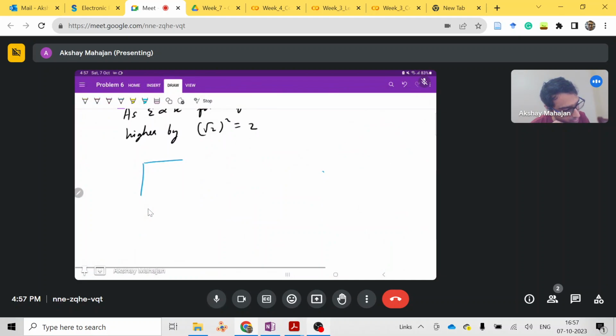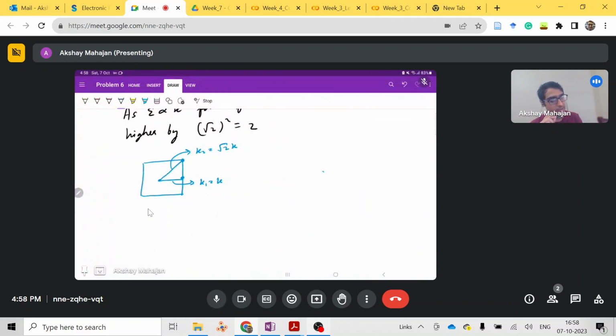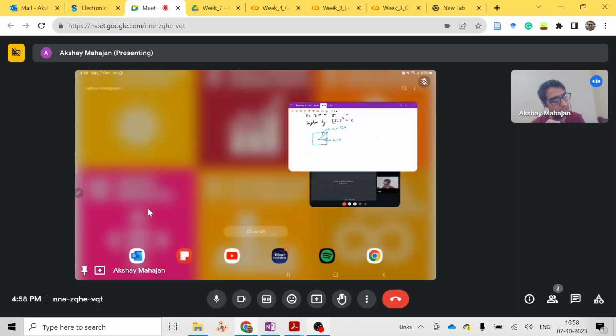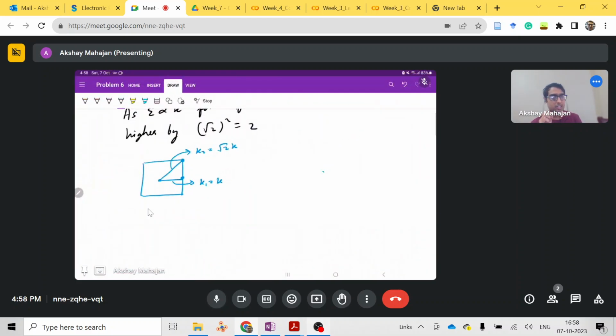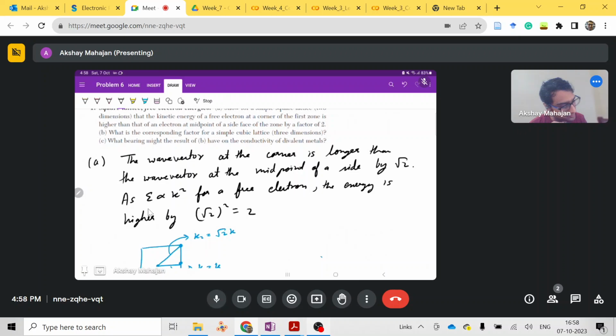Right, so if you have a square lattice, this is your corner, this is your midpoint. Let's say k1 is at some distance k, then k2, your corner, you can see will be root 2 times k. You can just check for a square lattice: if this is k, this will also be k, because this is at the midpoint, so this will be root 2 times k. And since for the free electron the kinetic energy is directly proportional to k squared only, the kinetic energy will be 2 times at this point. And that is what it is.